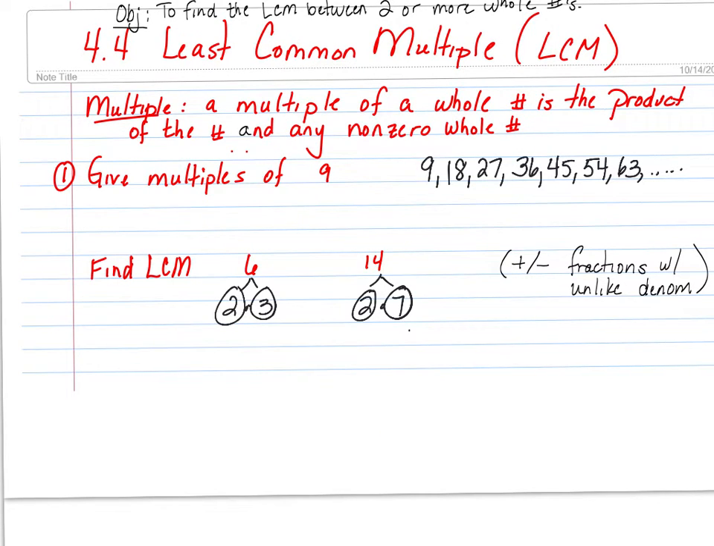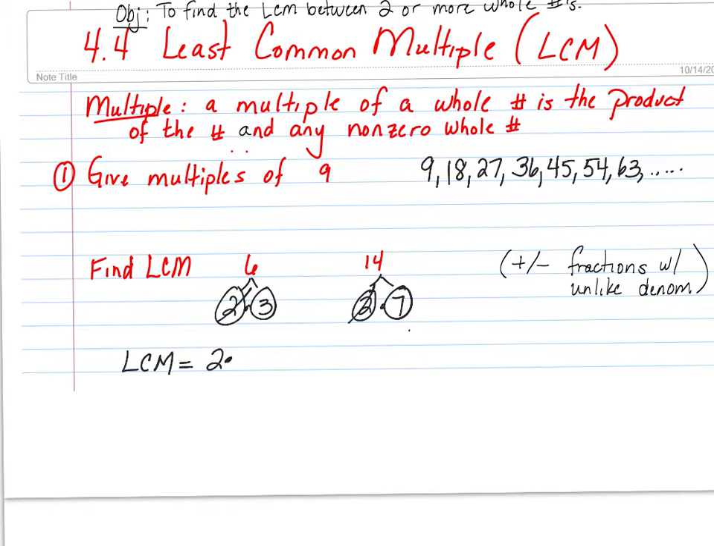Now, to find the least common multiple, we do this exactly the same way when we start off greatest common factor. Do they share anything? Well, they share a 2. Mark it off, write it down. Multiply. Do they share anything else? No. That number would be the greatest common factor.